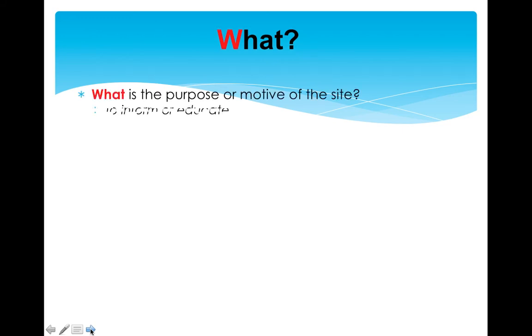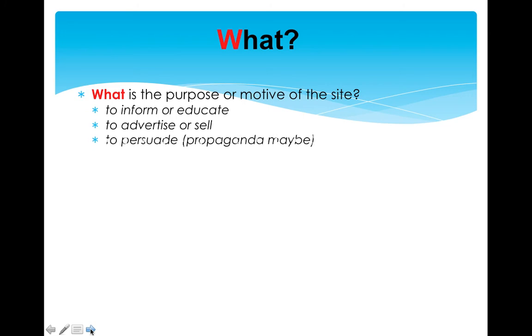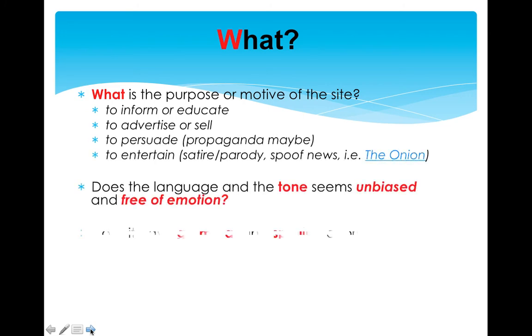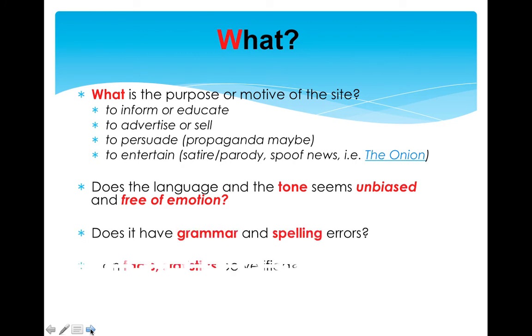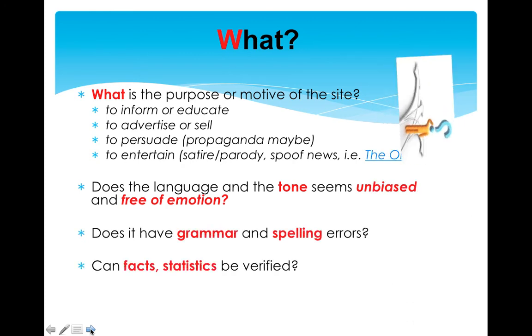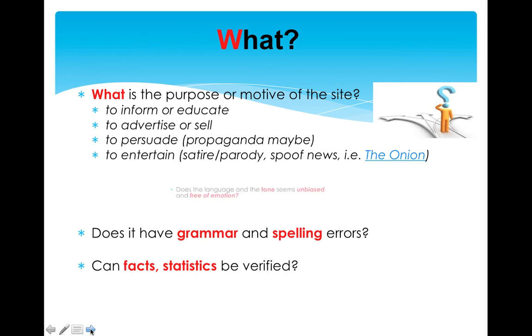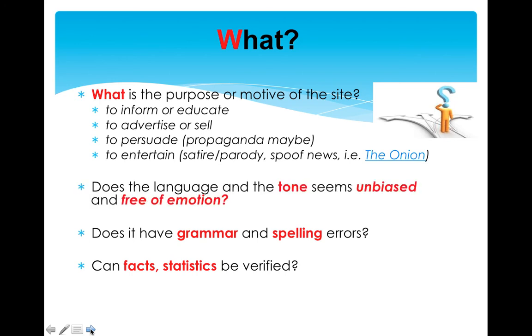So then the next question is what is the purpose or motive of the site? Is it there to inform or educate you? Is it to advertise to you or sell you something? If that's their agenda, they just want to sell you something, then maybe they're not as reliable. The information could be accurate, but what are they trying to do? Or maybe they're just trying to persuade you. Maybe it's propaganda, trying to convince you to vote for somebody or to believe something that's not true.